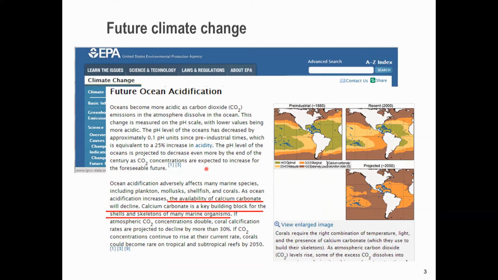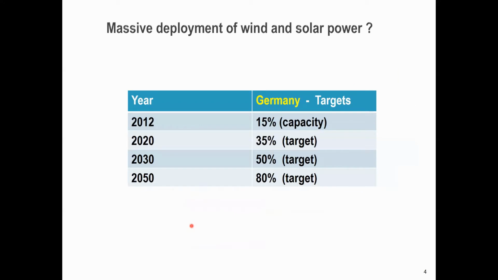And according to the EPA, the high concentration of CO2 in the seawater will reduce calcium carbonate. And calcium carbonate is a building block for the shells and skeletons of many marine organisms. That means the bottom of our food chain is now being threatened by climate change. One effective way to reduce greenhouse gas emission is to increase the use of wind and solar power rapidly.